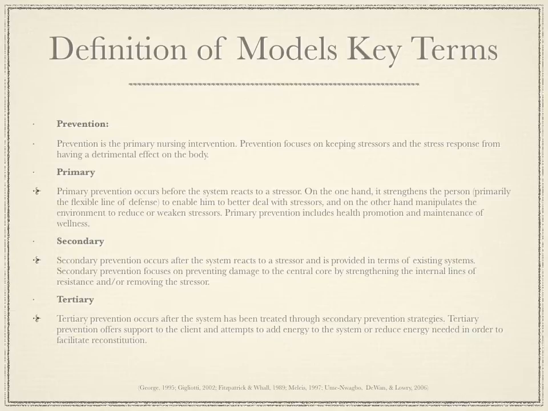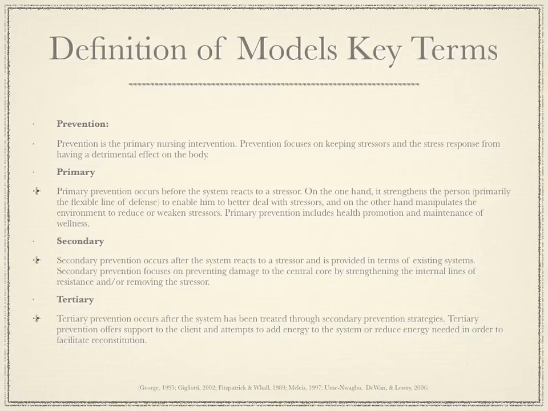Primary prevention occurs before the system reacts to a stressor. It strengthens the person and their primary flexible level of defense to enable them to better deal with stressors. This includes health promotion and maintenance of wellness.